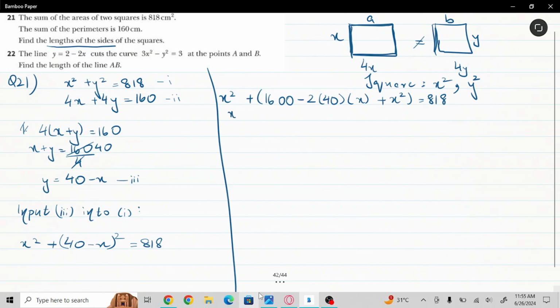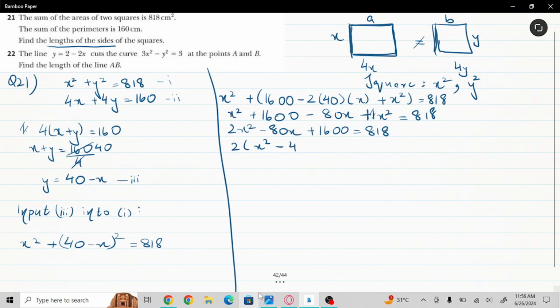So it's simple: x squared plus 1600 minus 2 times 40 is 80x, plus x squared, is equal to 818. So plus x squared plus x squared is 2x squared, minus 80x plus 1600 is equal to 818. What we do next is take the common factor of 2: 2 times (x squared minus 40x plus 800) is equal to 818.